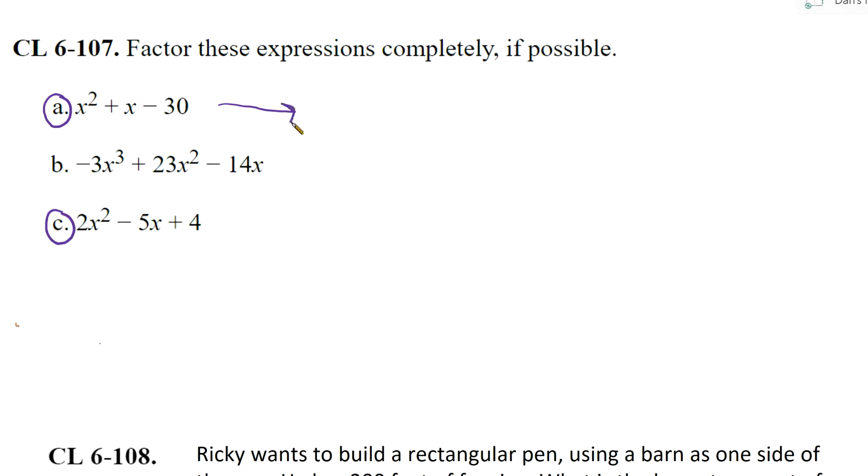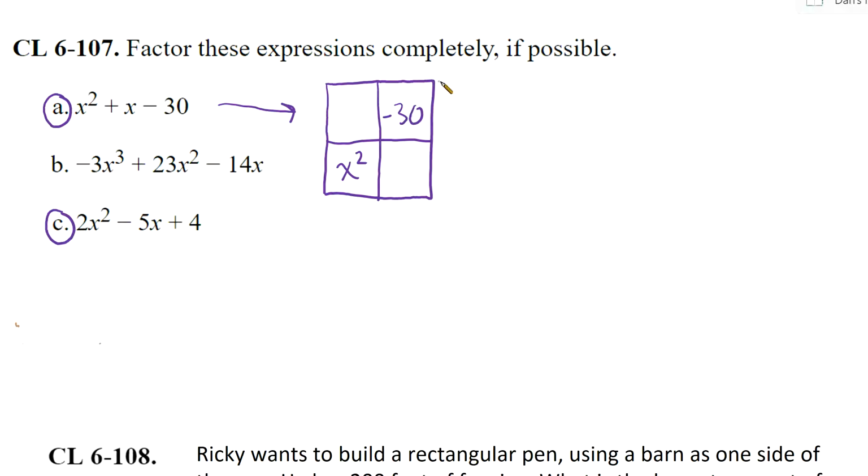So for A, I would just go right to your standard area model. Put your x squared in the lower left, your negative 30 in upper right. Multiply those together, you get negative 30 x squared. Top of your diamond problem. What goes at the bottom of the diamond problem? X. That comes from right here. X, and negative five.